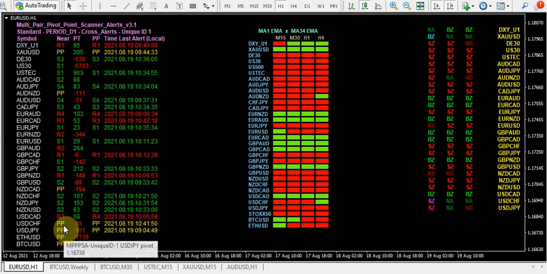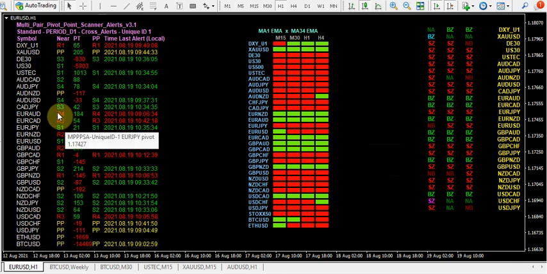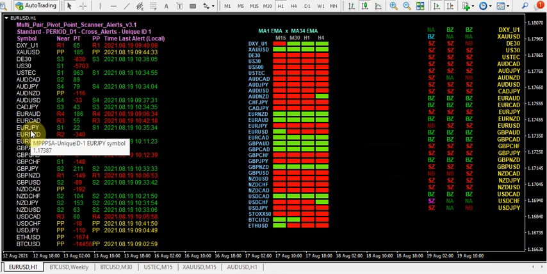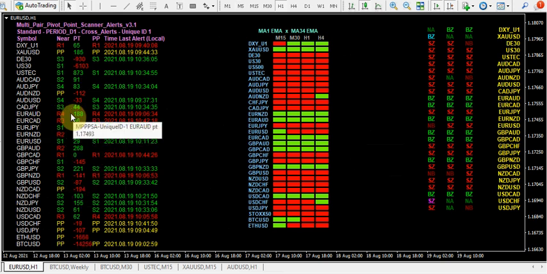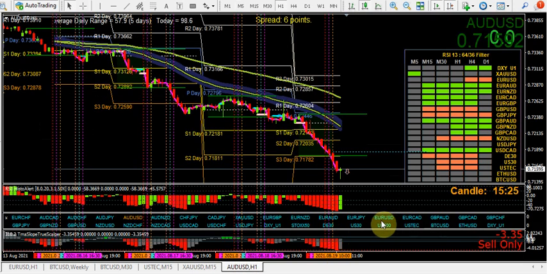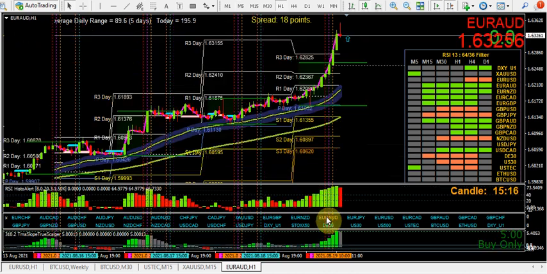So what I'm really looking for is overextended pairs, R3, S3, and even better R4 and so on. So rather than bring up a new chart, we'll just look at Euro Aussie dollar and see what that tells us. Euro Aussie dollar, 19 pips away from R4. It seems just as slow. R4 must be up there, and we're 19 pips below it by the looks of it.